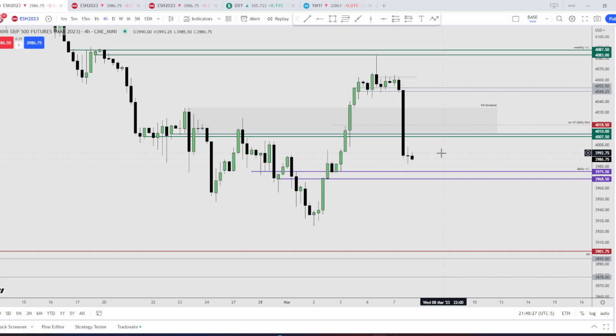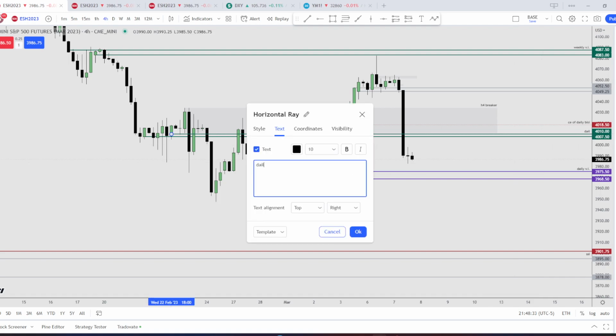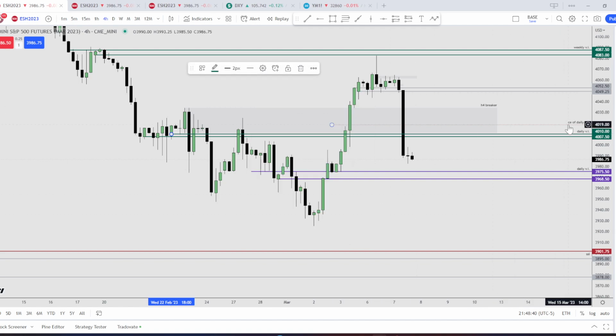We have two levels that are near to the breaker. One is the daily volume imbalance, daily VI, and above we have the consequent encroachment of the previous daily BC, so that should act as resistance as well. So these are the levels that I have for the 4 hours. Okay, heading into the rest of the week, right?